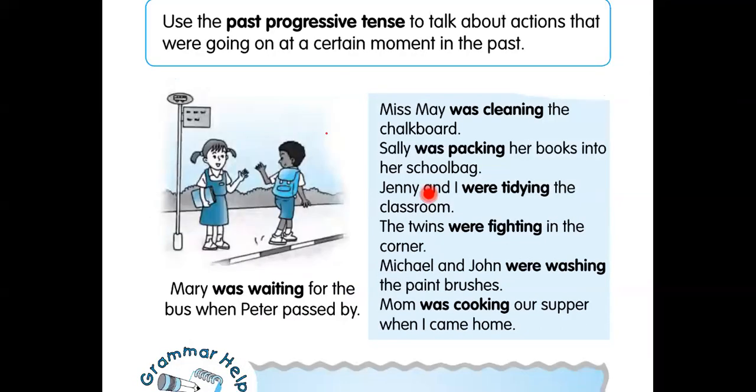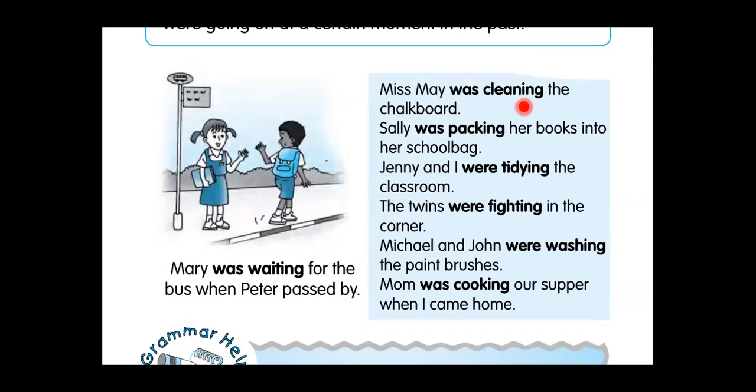So here in the past progressive tense we use helping verb plus verb plus ing. Okay, let's have a look at that. We use v1 plus ing. Clean is verb 1, plus ing. See over here, I'll just read out the sentences for you. Miss May was cleaning the chalkboard. So here the helping verb was is used, and cleaning. Here we are adding ing to the verb to make it past progressive tense.